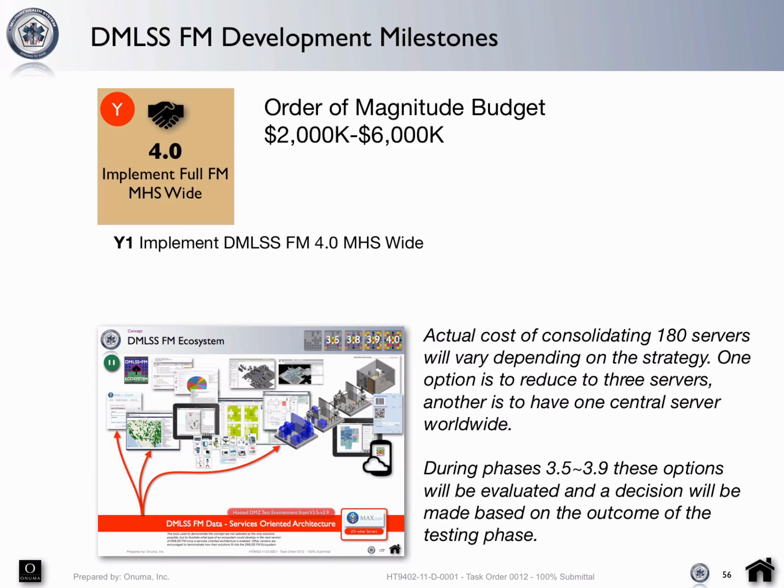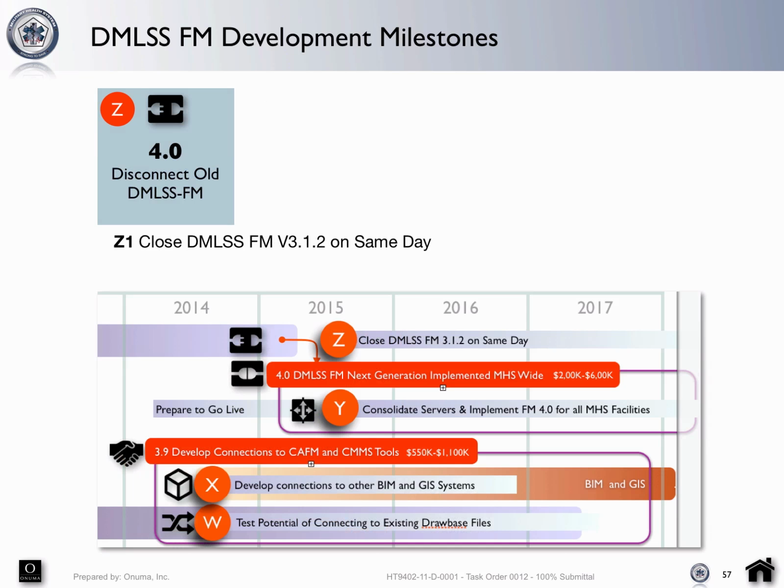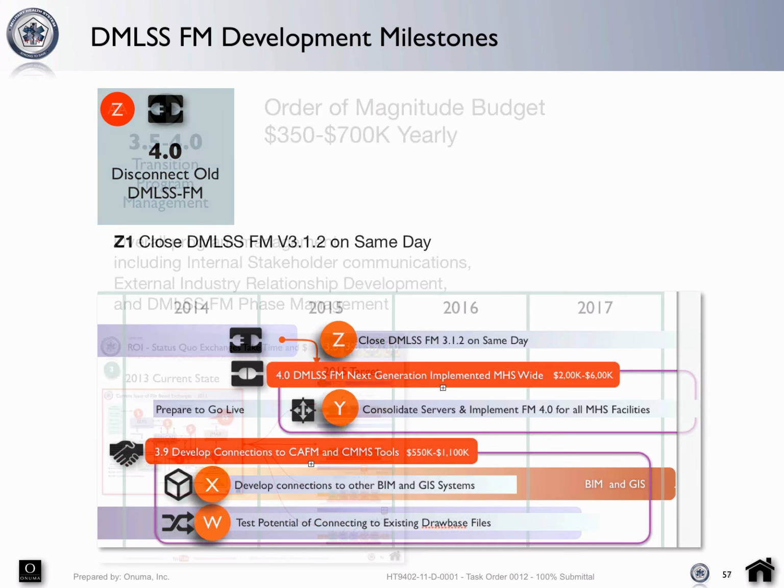And then in 4.0, to implement the full DMLS FM for MHS-wide, the actual cost of consolidating the 180 servers will vary depending on the strategy. One option is to reduce it to 3 servers, another is to have one central server worldwide. This will really depend on the outcome of the testing phase from 3.5 to 3.9 to decide the approach for switching over to 4.0. And then the last step in 4.0 is to switch off the old version of DMLS and switch the users to the new version of DMLS 4.0.